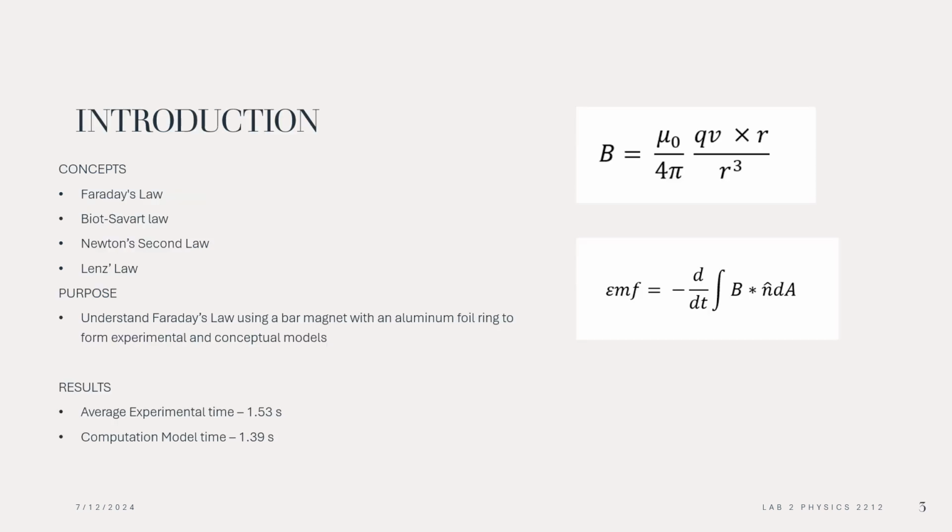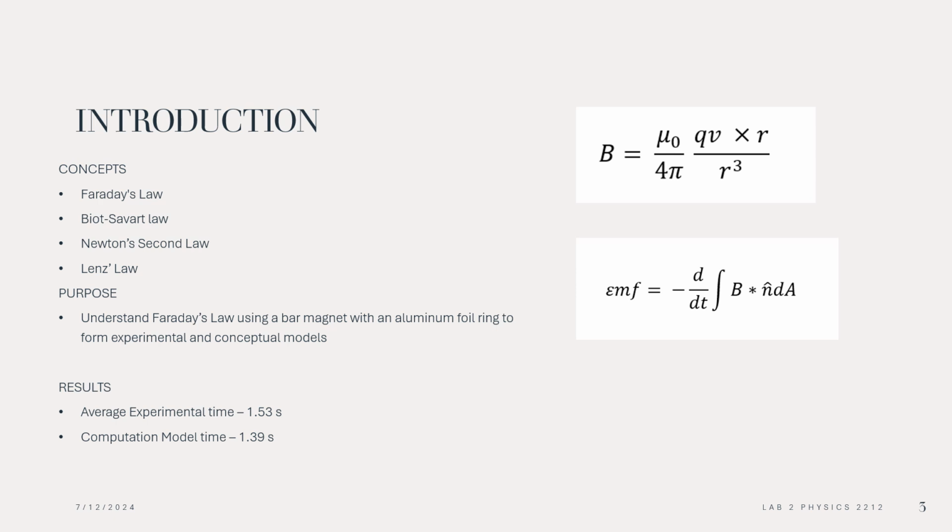So for the introduction, the concepts at play here are Faraday's law, Biot-Savart law, Newton's second law, and Lenz's law. Faraday's law is the equation where electromotive force, EMF, is equal to the time derivative of magnetic flux. You add on the negative sign there, and that is Lenz's law. We see the negative sign is due to nature, because nature doesn't like it when things are created. It needs something to offset it. Newton's second law, of course, is force equals mass times acceleration, which is going to be used in a little bit when we talk about the gravitational force.